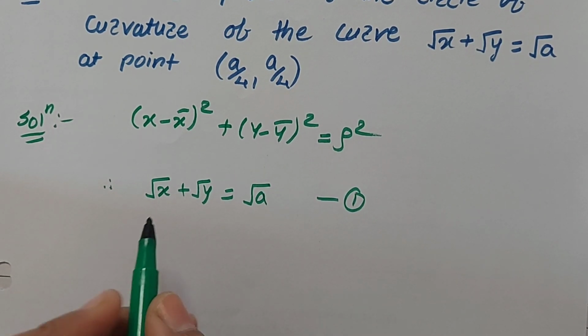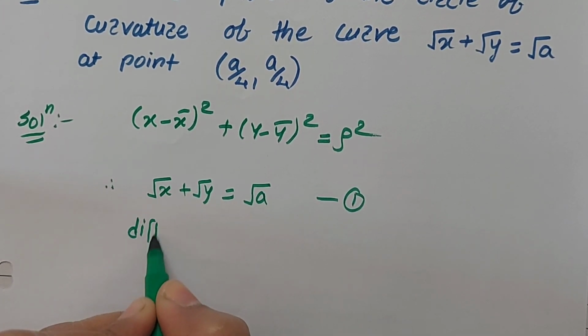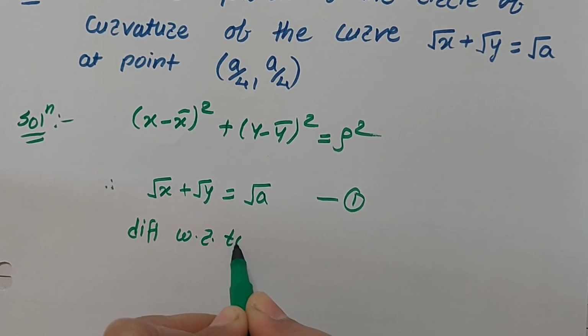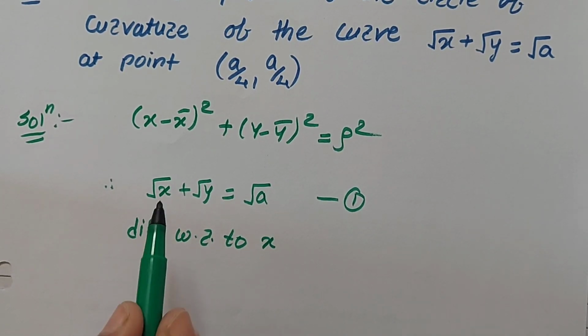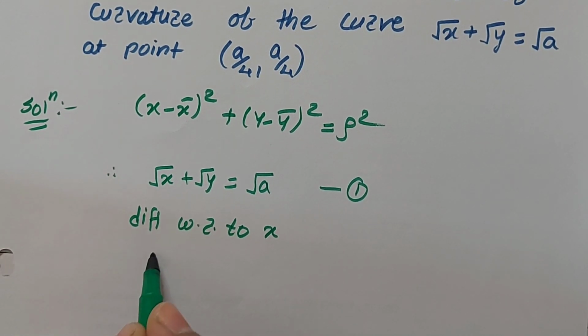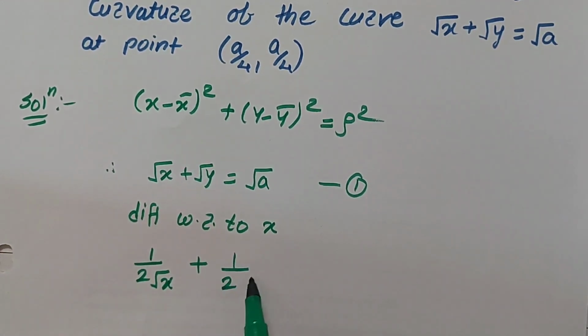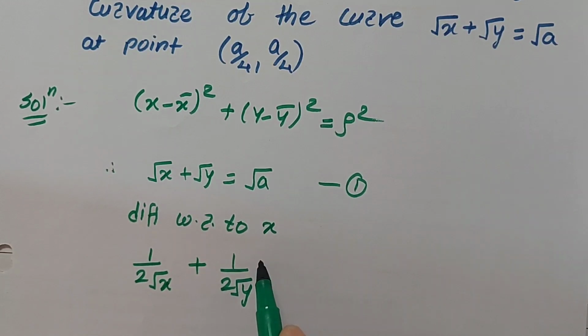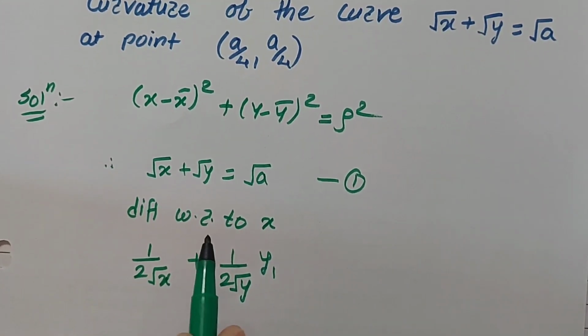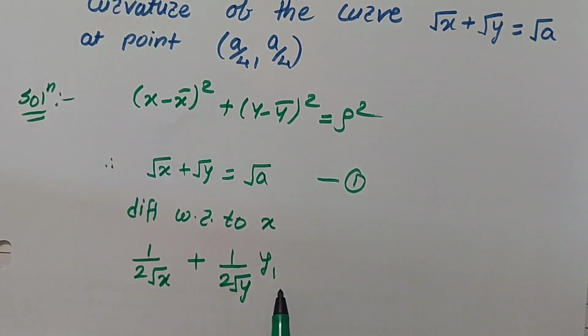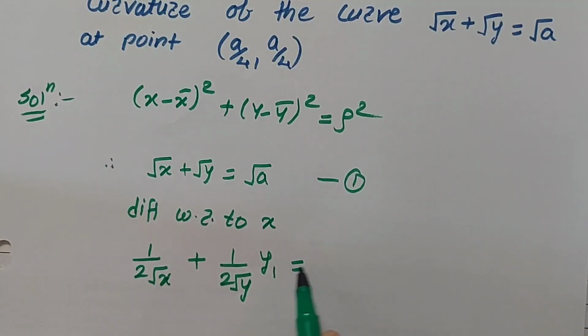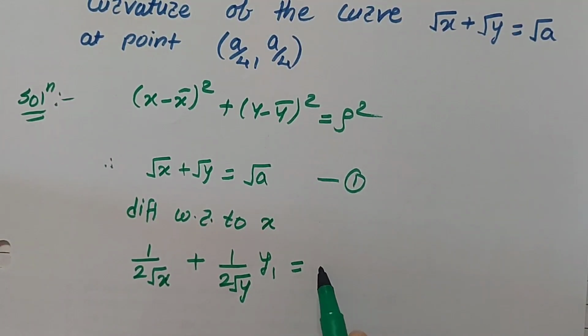Now differentiate this term with respect to x, then here the derivative of under root of x is 1 upon 2 under root of x plus the derivative of under root of y is 1 upon 2 under root of y, again into the derivative of y, because y is not our variable, it is a function of x. So here again the derivative of y is y1, is equals to, the right hand side is constant and we know the derivative of a constant term is 0.